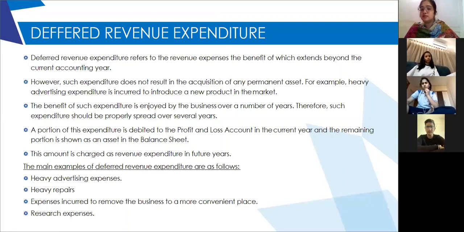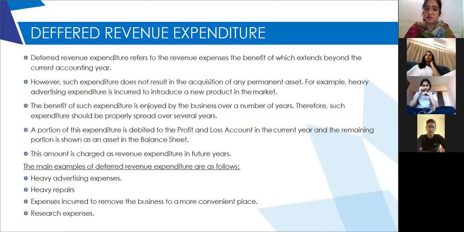Which kind of expenses come under deferred? Heavy advertising expenditures, heavy repairs. Small repairs are revenue expense, heavy repairs are deferred expense. Say an expense is incurred to shift a business to a more convenient place. That's a heavy expenditure. Say my business is now in Pune and I want to shift it to Bangalore. That's a heavy expenditure I have to incur to shift the business from Pune to Bangalore, right? So such expenditures become deferred revenue expenditures. Even research expenses. I'm going to start a new business, and I put lots of money into research and developmental expenses. They come under deferred revenue expenditure.